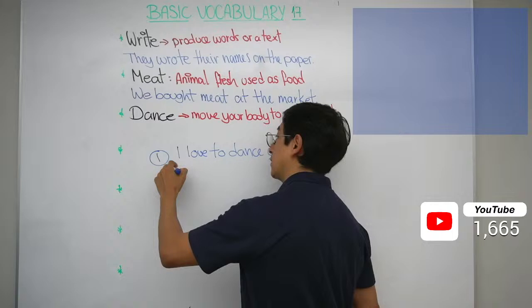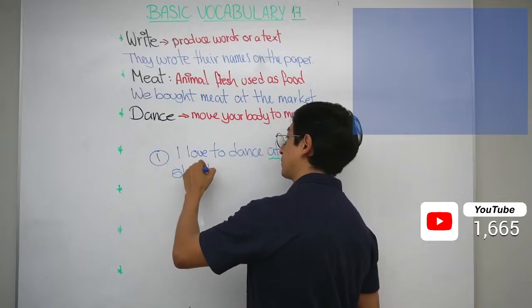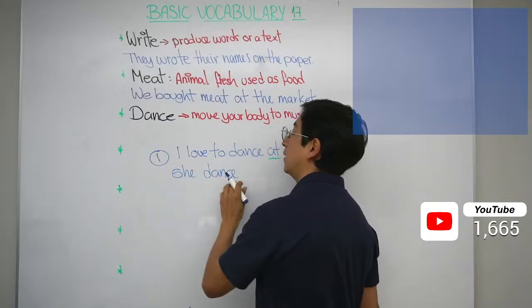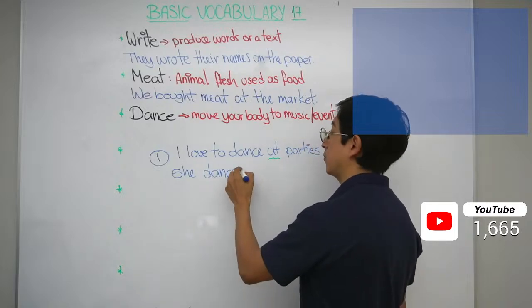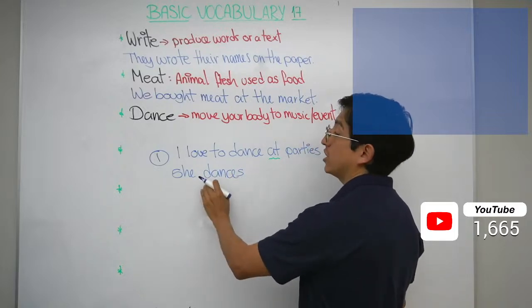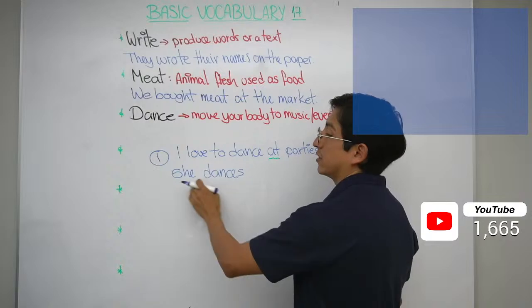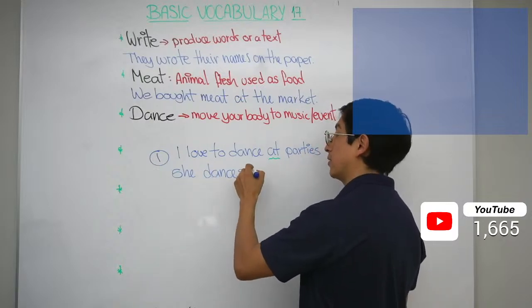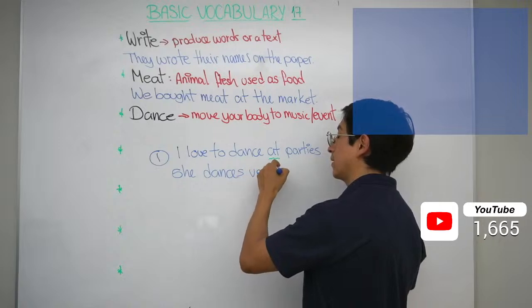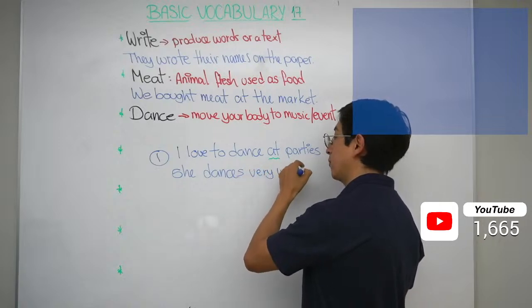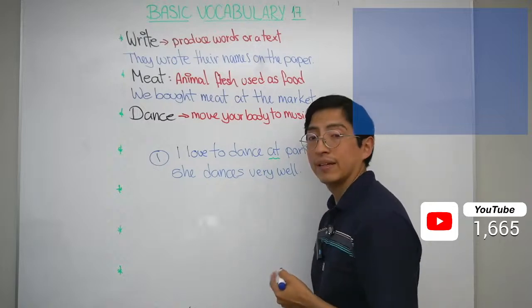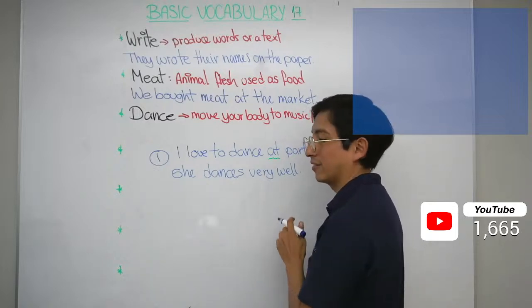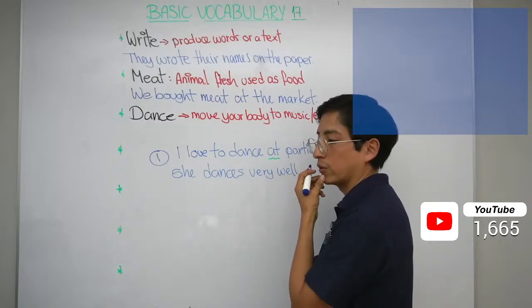Now, what about the third person? For example, look at this. Okay, we have dance here and we add an extra S. She dances. She dances very well. See? So this is how we can use this structure.